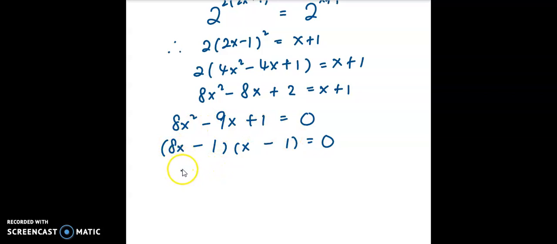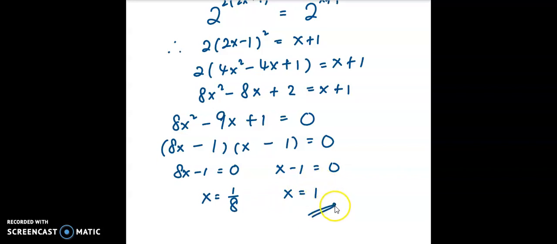Then now you have this possibility: 8x minus 1 equals 0, or x minus 1 equals 0. So one of the x values is 1 over 8. And the other x, which satisfies the equation, is x equals 1. So for this question, you get two answers.